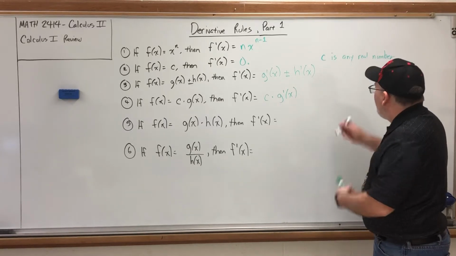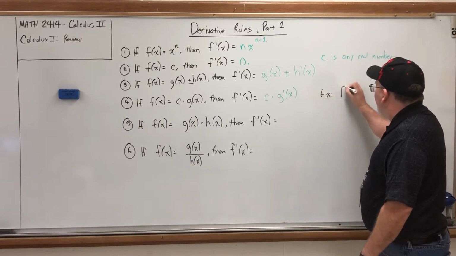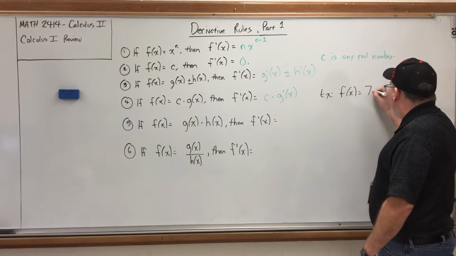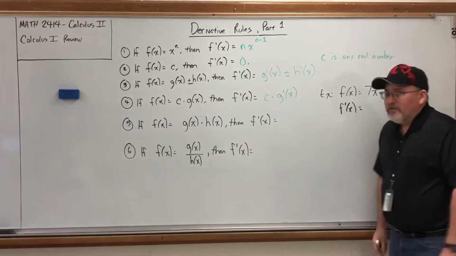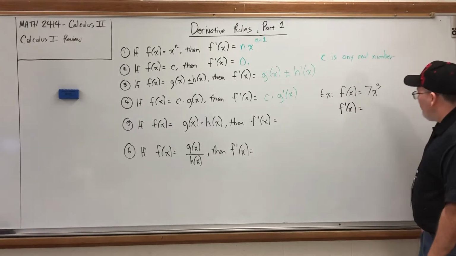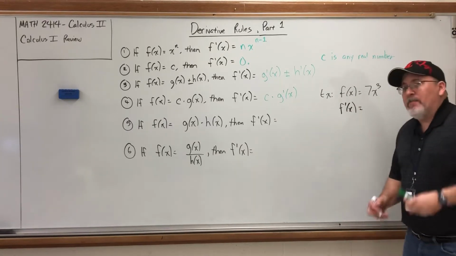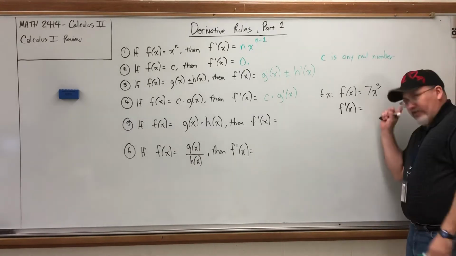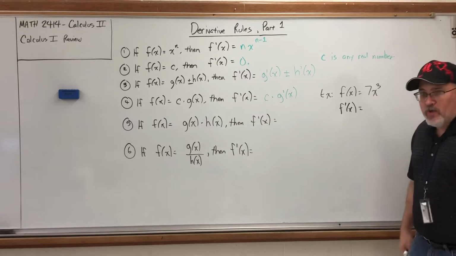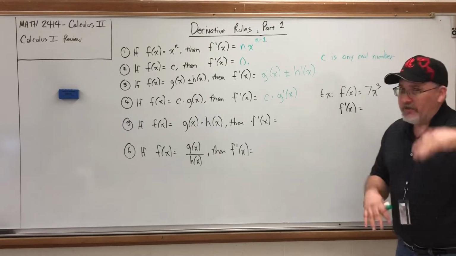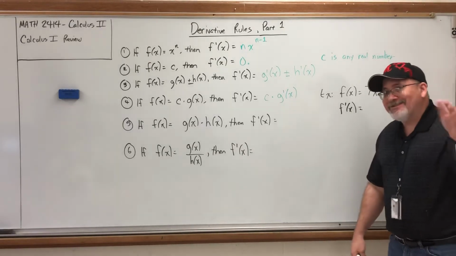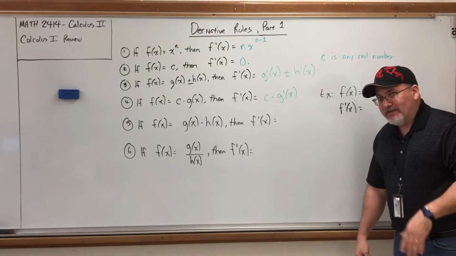For example, if we had f of x equals 7x to the 3rd power and I asked you what the derivative was, most of you should be looking at this and going, oh, it's 21x squared. And by the way, if you don't know that the derivative of this is 21x squared almost instantly, then you need to seriously review your Calculus 1. That's a skill that I assume is automatic and doesn't need explaining.